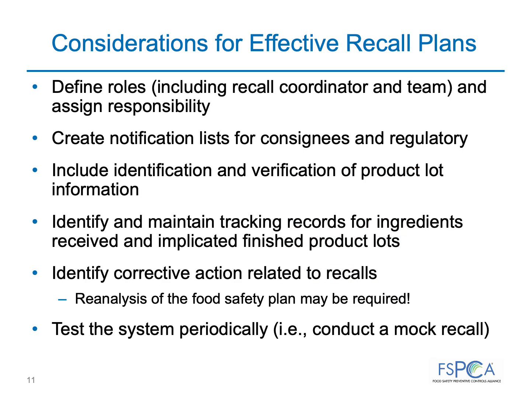The definition of roles for a recall is important. The owner, operator, or agent in charge of a facility is accountable for the safety of the food and must ensure that a recall plan is written. A recall coordinator and recall team are typically identified ahead of time. Lists of stakeholders who should be notified, including consignees and regulators, in advance of a recall can be helpful.